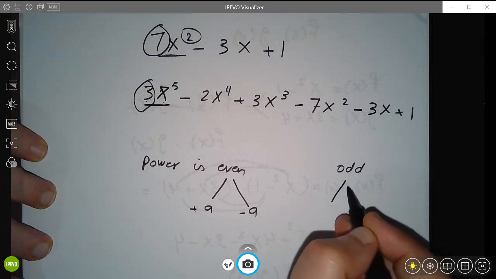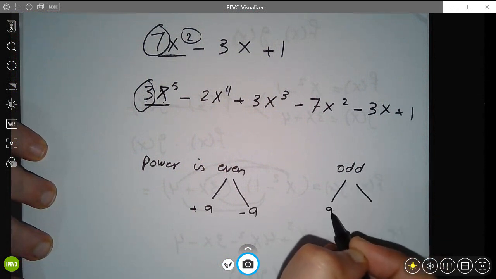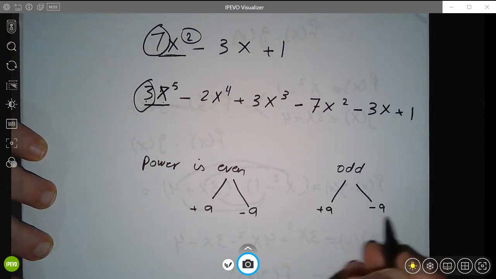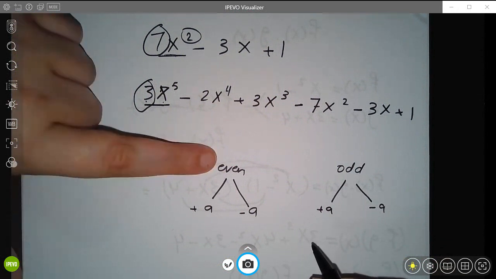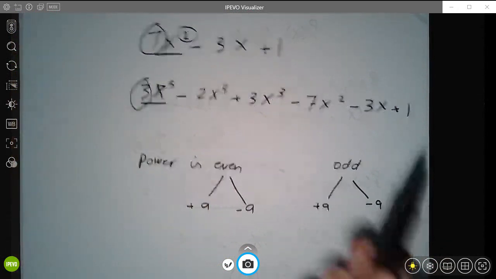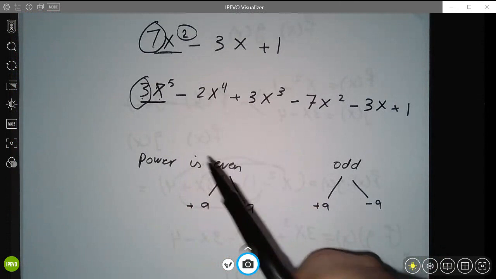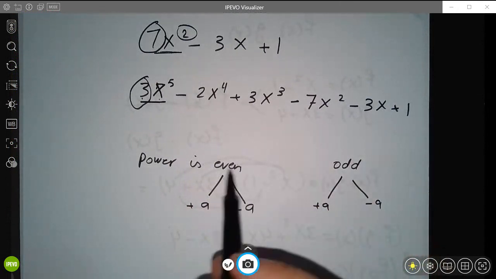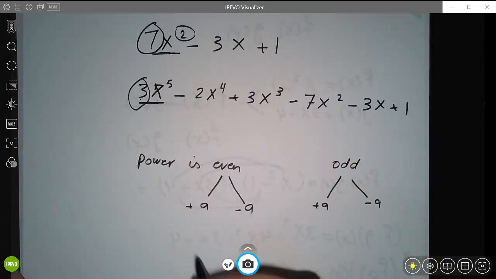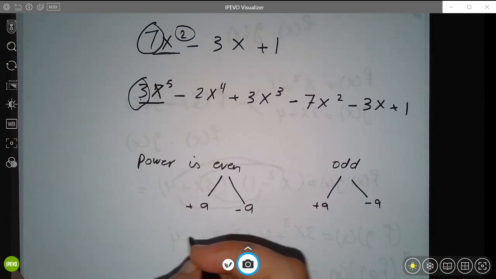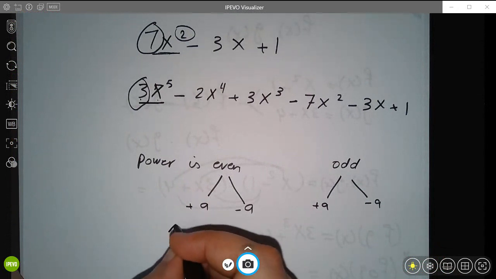Same thing here. If it's positive, if it's negative. Make sense? So you basically read the function. You look at the power and you look at the sign of the coefficient. Now, if it's even and it's positive, that means the ends of the function are both going to be pointing up, like this.